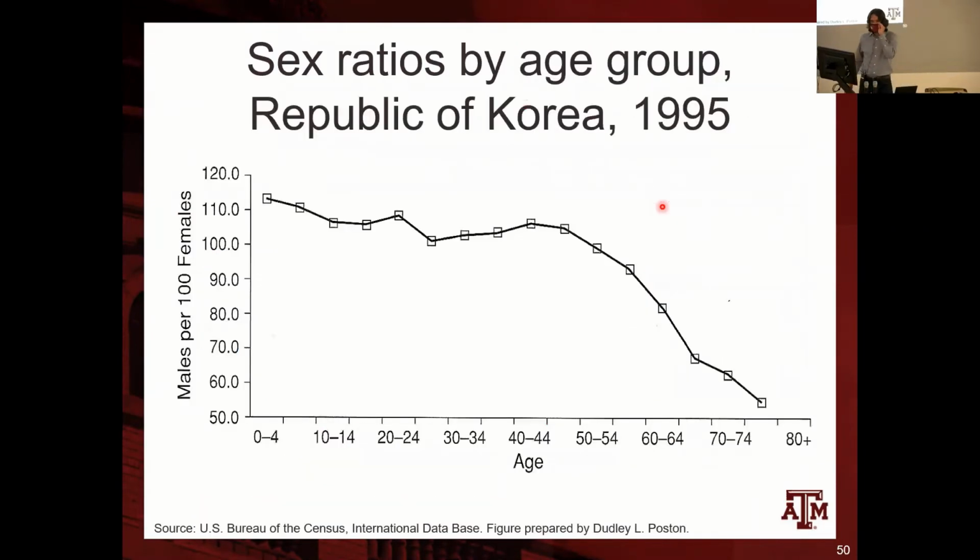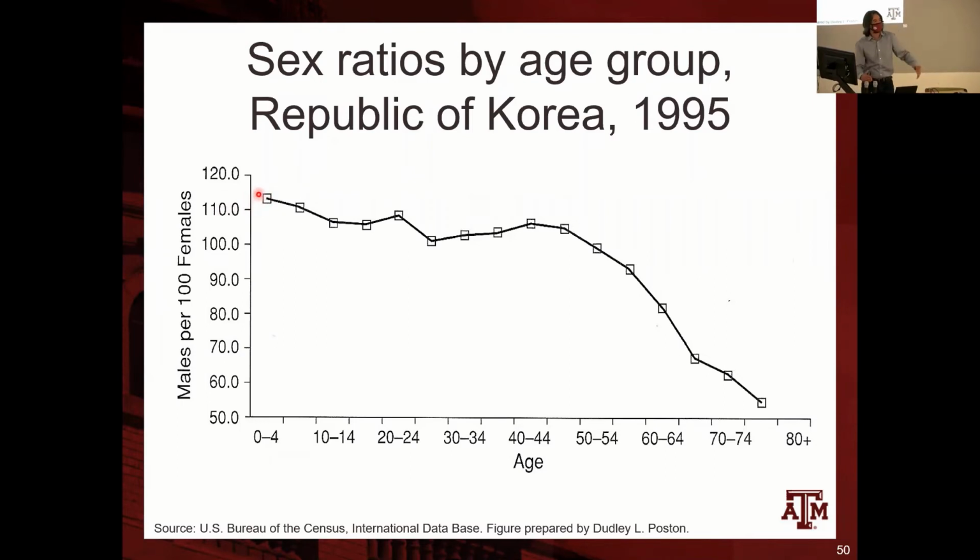This is just South Korea, and this is just data for one year, 1995. And the horizontal axis here is age group. So it's different than before. And here we have again men divided by women, multiplied by 100. In younger age groups, because of preference for boys, you have many more boys being born than girls. More than 100, like around 115 boys for every 100 girls.